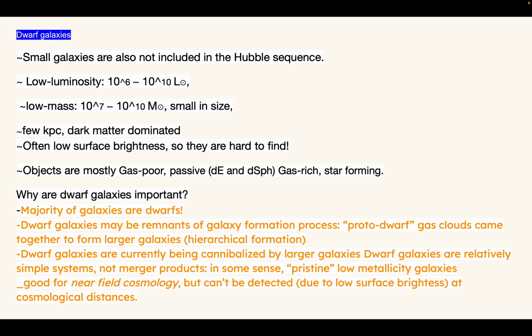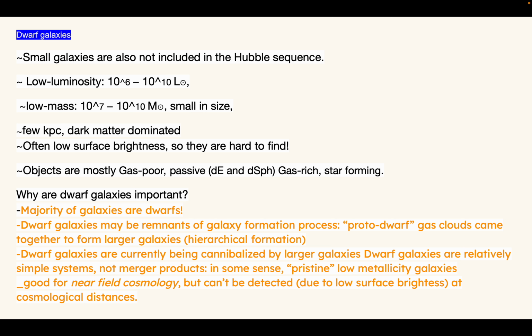One such example we will see in the subsequent slide, how dwarf galaxies are cannibalized, and if some dwarf galaxy is cannibalized, then what will the system look like? It is believed that the larger galaxy will show some stellar stream, and the Milky Way also shows such stellar streams. Dwarf galaxies are relatively simple systems, not merger products in some sense. They are pristine, low metallicity galaxies.